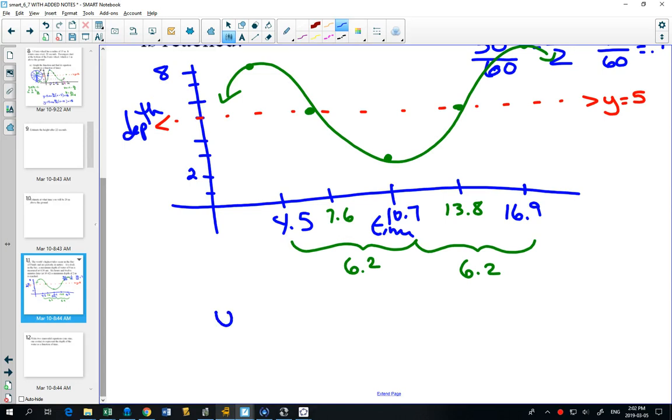So if I wanted to write one in terms of sine, what's my amplitude? Think about the values a, b, c, and d here. My amplitude is 3. My center line is at 5. My b value is always 2 pi over my period. What's the period in this situation?